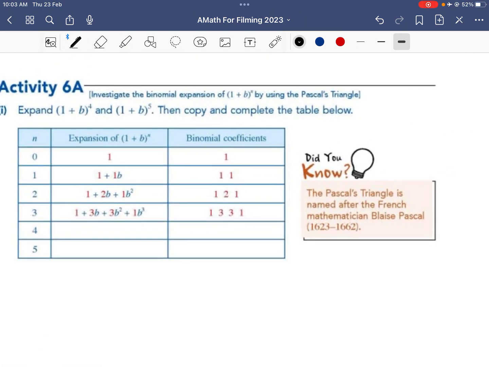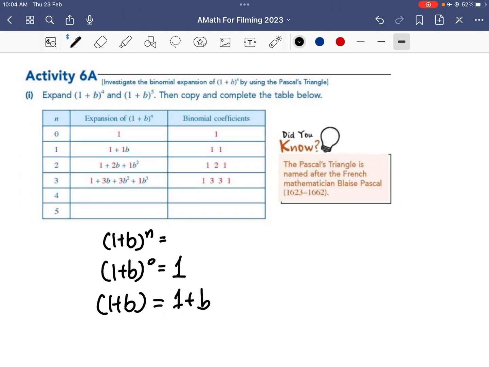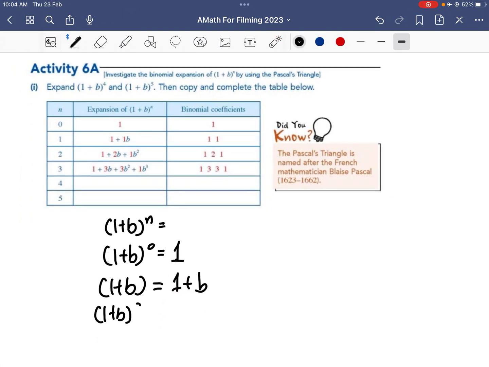Now there is something called a binomial expansion. So basically what this table, which can be found in textbook 6a, is doing is expanding 1 plus b to the power of n. If my n value is 0, 1 plus b to the power of 0, anything to the power of 0 gives you 1. Now if n equals 1, 1 plus b, I get 1 plus b. That's what it means by 1 and 1. This is 1 and 1b. Now, we work with 1 plus b squared.